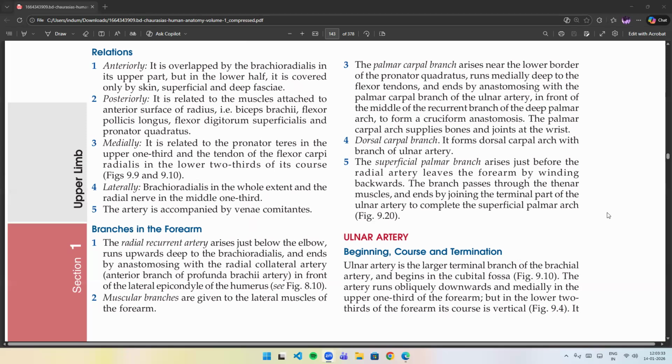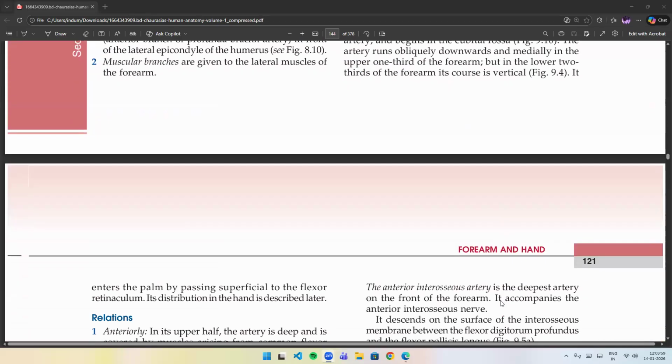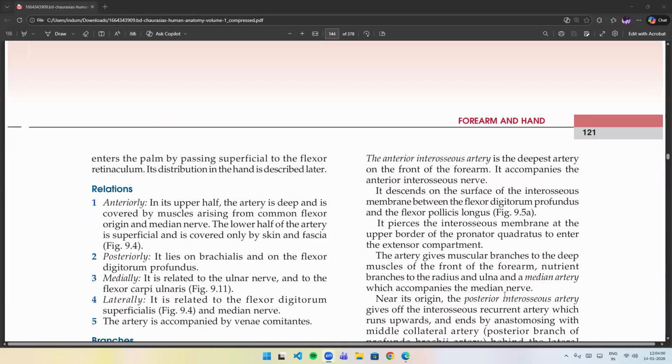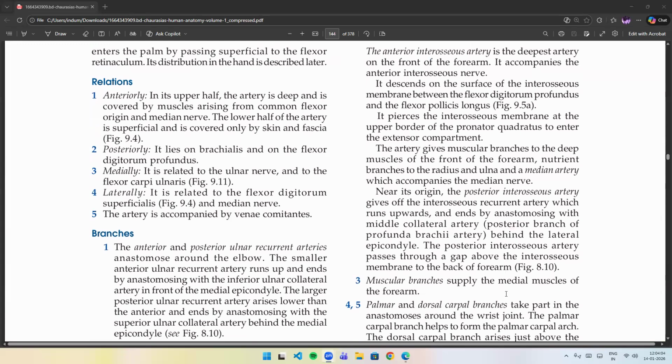Ulnar artery. Beginning, course, and termination. Ulnar artery is the larger terminal branch of the brachial artery and begins in the cubital fossa. Figure 9.10. The artery runs obliquely downwards and medially in the upper one-third of the forearm, but in the lower two-thirds of the forearm, its course is vertical. Figure 9.4. It enters the palm by passing superficial to the flexor retinaculum. Its distribution in the hand is described later.